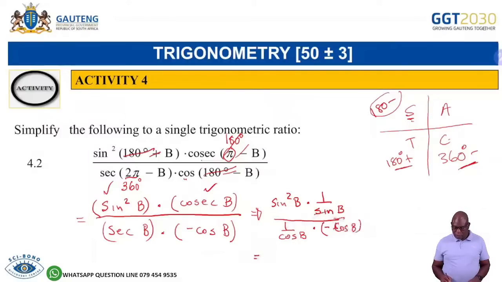These things cancel out now. Here, one of them cancels out. On top, I'm left with sine of b. At the bottom, that and that cancel out. I'm left with negative 1. So my answer is going to be negative sine b.